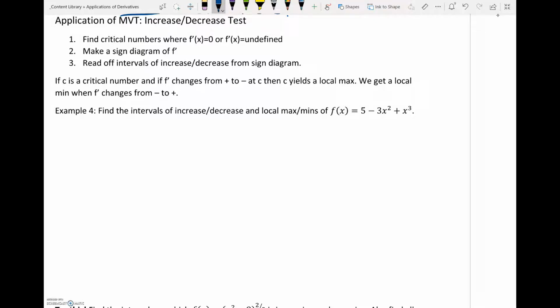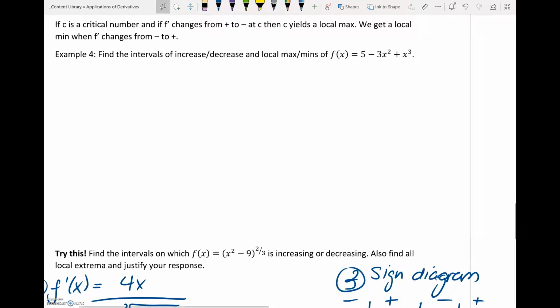So the first thing to do to use this increase-decrease test, you're going to find critical numbers of f prime of x, and you're going to set it equal to 0, or f prime of x where it's undefined. Then you're going to take those critical numbers that you found in 1 and make a sign diagram with them. And then you're going to read off the intervals of increase and decrease from the sign diagram. If c is a critical number, and f prime changes from positive to negative at c, this gives us a local maximum, and we'll get a local minimum if f prime changes from negative to positive. So let's try an example.